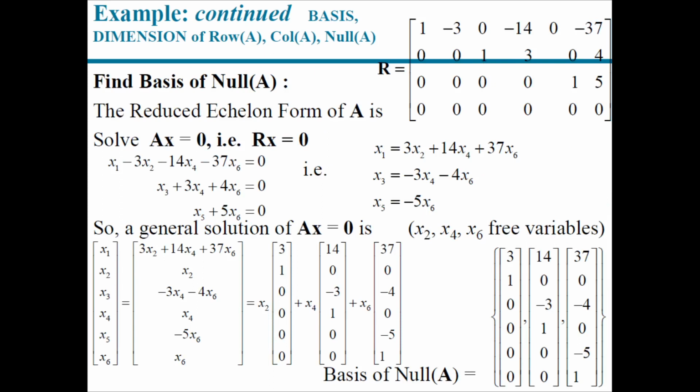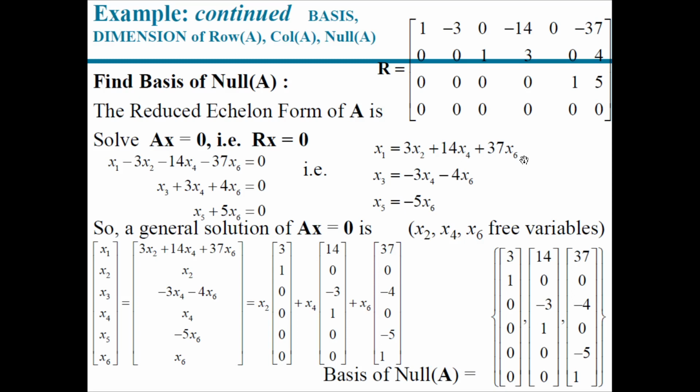Again, if we need to, and we will need to, find the basis for the null space of A, well, we need reduced echelon form, obviously. And we need to solve Ax equals 0, which means we need to solve Rx equals 0. Again, this is R given. Solve it properly. You have your main variables 1, 3, and 5 expressed as a formula containing dependent variables or free variables 2, 4, and 6. So main variables are x1, x3, x5. Free variables are x2, x4, x6.